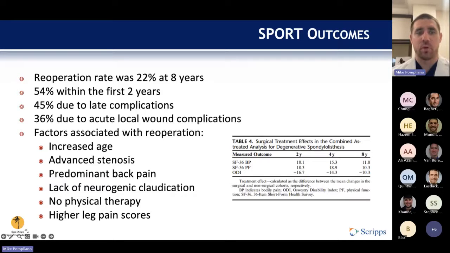Reoperation rate was about 20% at 8 years, 54% within 2 years, and then 45% was due to late complications, 36% due to acute local wound complications. They did note factors associated with reoperation were increased age, advanced stenosis, predominant back pain, lack of neurogenic claudication, no physical therapy, and higher leg pain scores. Most of those make pretty intuitive sense.